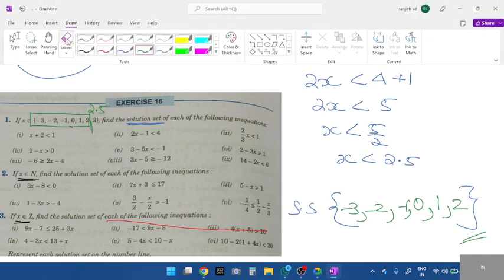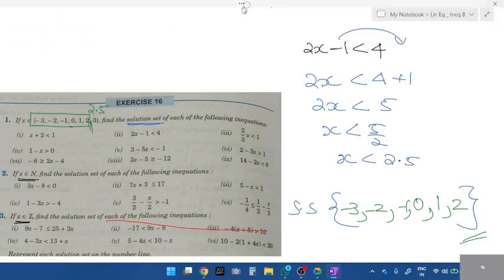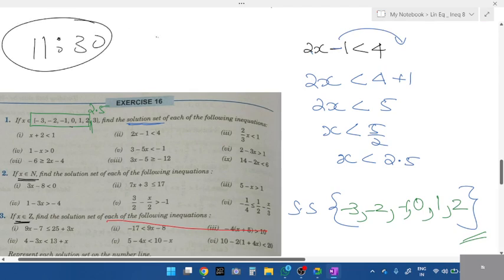Okay, complete this. After this, take a break. We'll continue at 11:30. Once after completing, take a break, students. Take a 7 to 8 minute break. This is the second question.